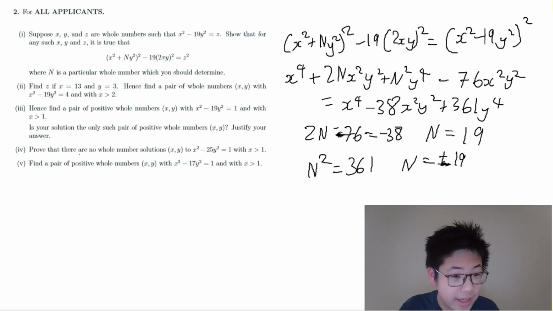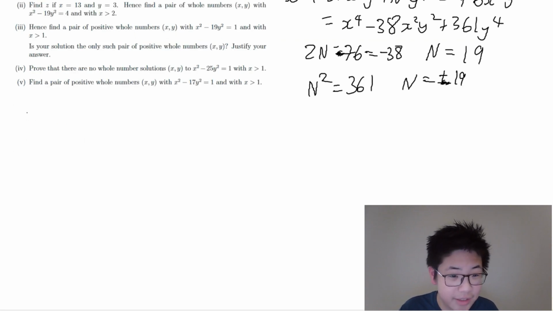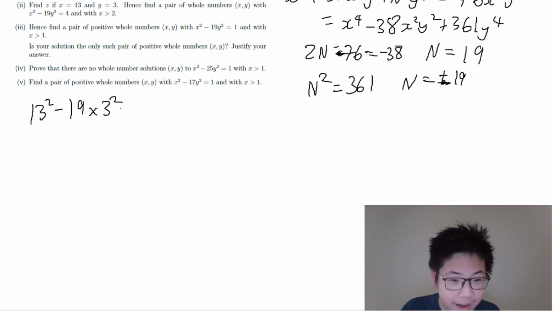Now that we have found out that n is 19, find z if x equals 13 and y is 3. So 13 squared minus 19 times 3 squared equals 169 minus 171 equals negative 2.